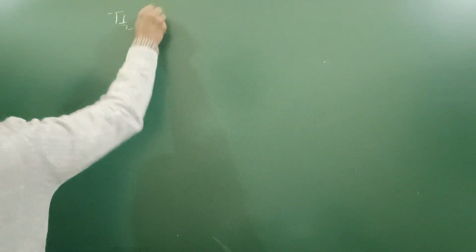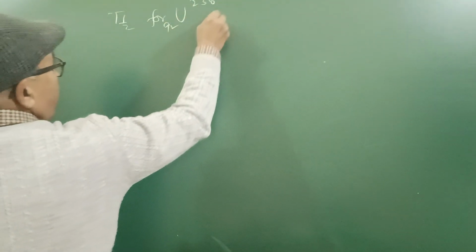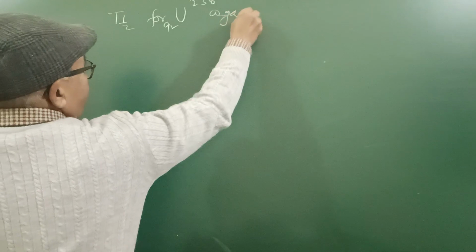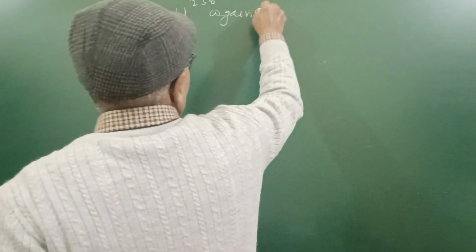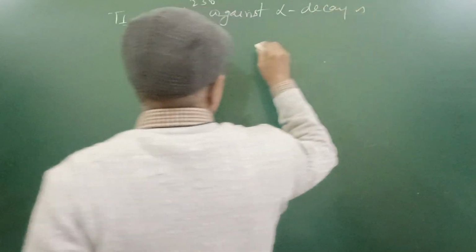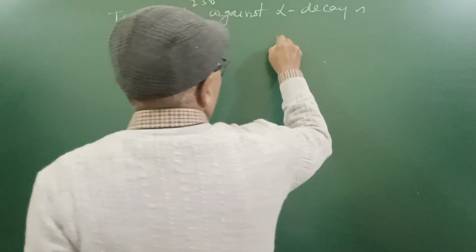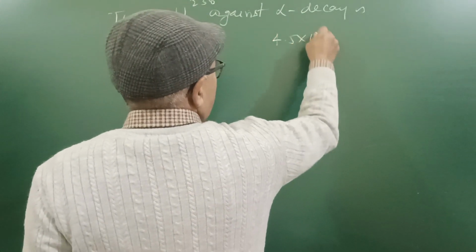There is one question on rate of reaction. Half life of uranium-238, T half for uranium-238 against alpha decay, I have given the example also, is 4.5 10 to the power 9 years.